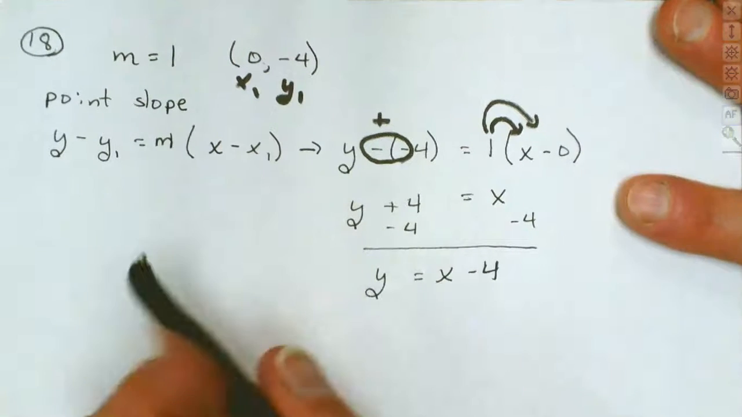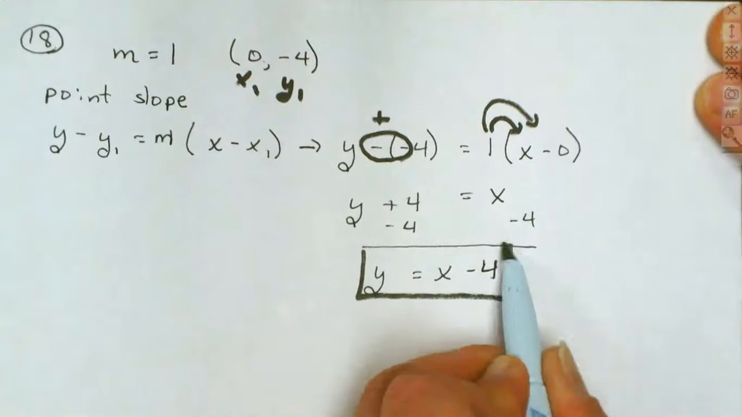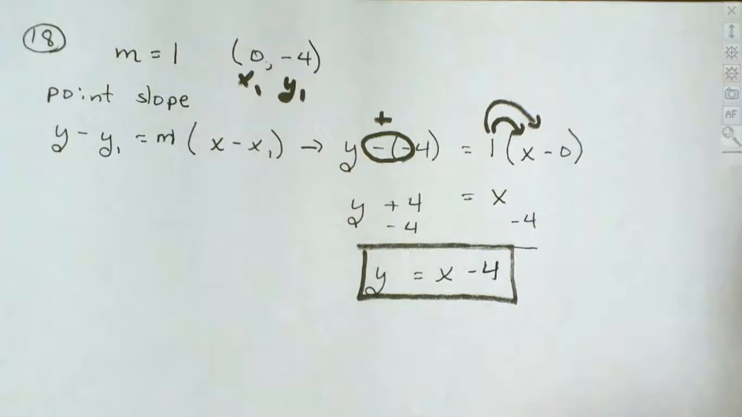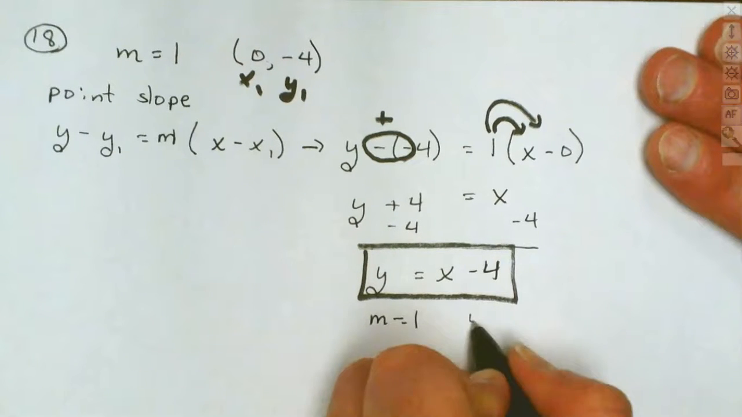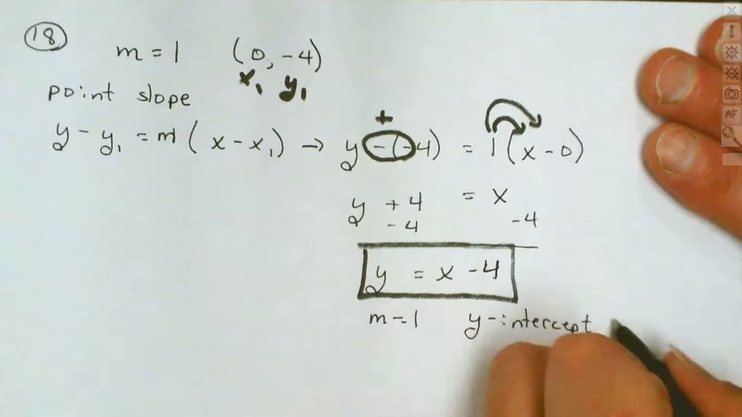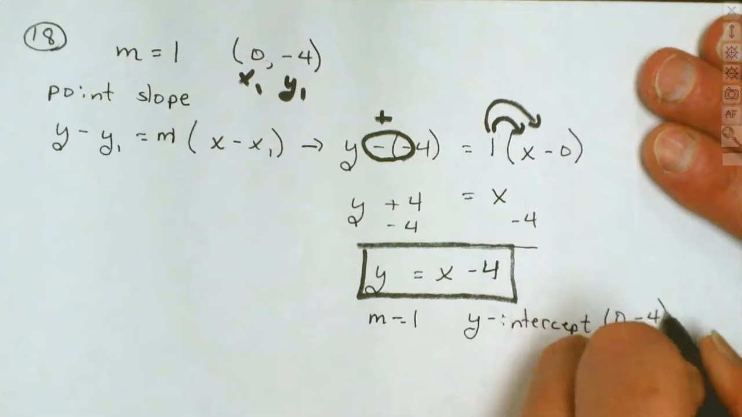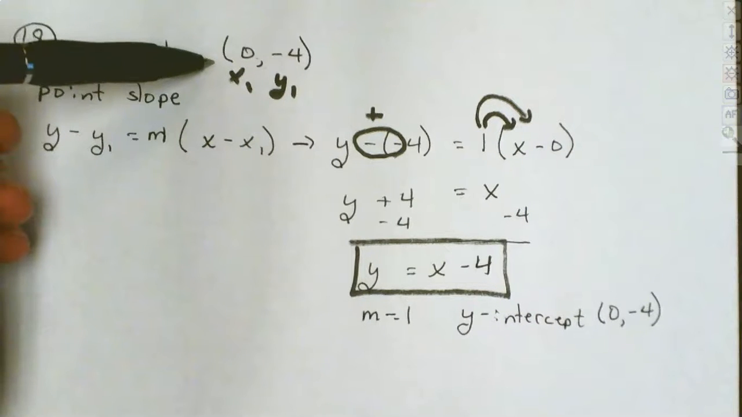And just so we know, our slope would be 1, because there's no number in front of the x. And your y-intercept is (0, negative 4). Now, you could have gotten this simply by looking at it and realizing that this right here is a y-intercept. And I could have skipped all this work and jumped directly to our answer, right? We could have done that.